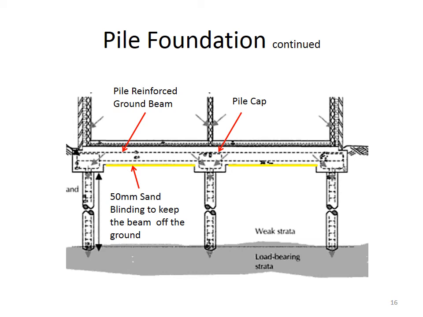And just a note there that the ground beams come with a 50mm sand blinding just underneath them, in order to make sure that the weight of the building up above is not being transferred onto the ground. It needs to be transferred onto the caps, which in turn will transfer the load down into the pile and down to the good load bearing strata lower down that we've reached with our pile.